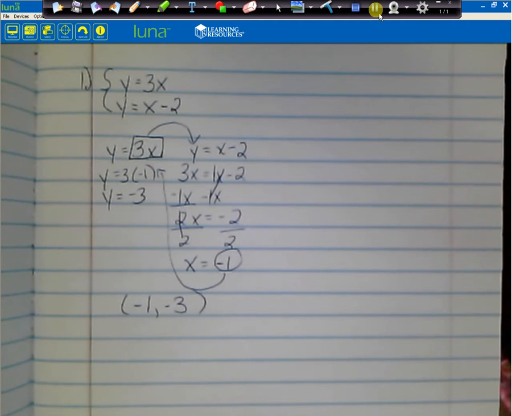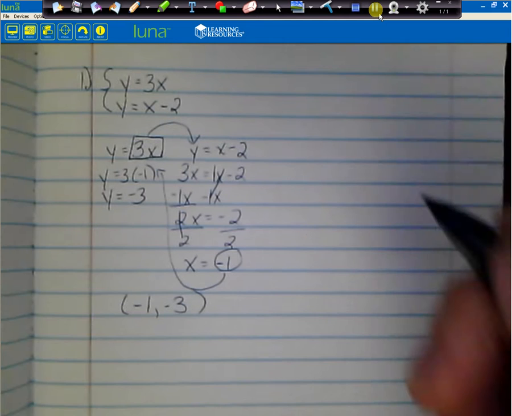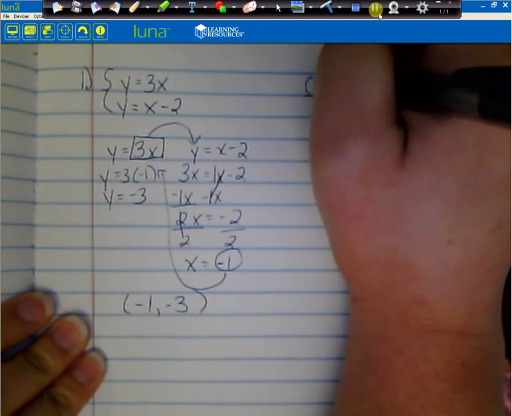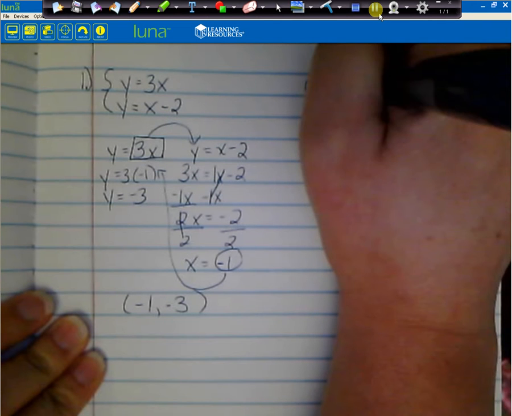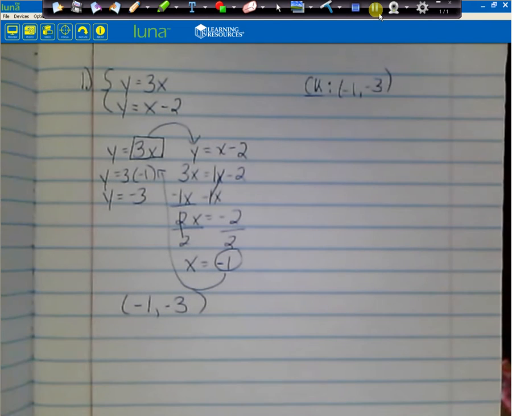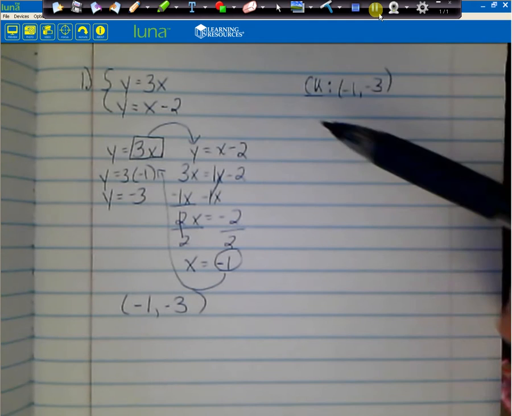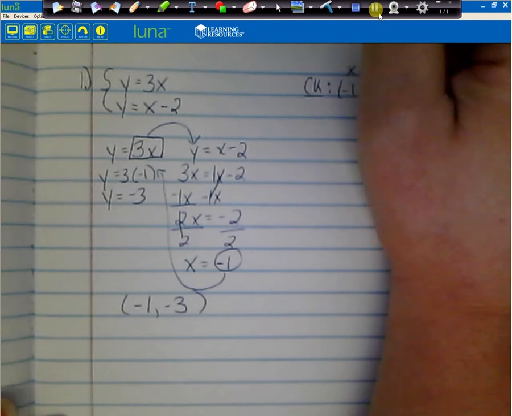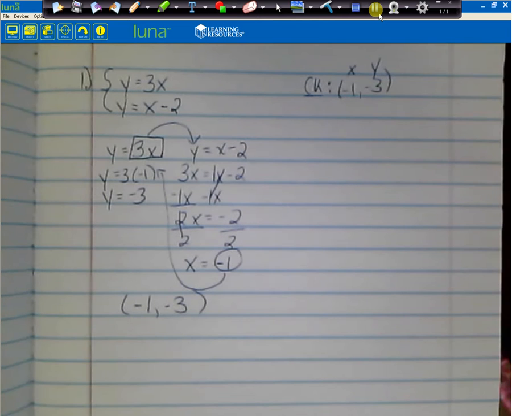Now since we have that answer, we've got to check it to make sure. So we're going to check the point negative 1, negative 3. And we have to check it in both equations. So I'm going to go back to both of my originals. And everywhere I see an x, I'm going to plug in a negative 1, and everywhere I see a y, I'm going to plug in a negative 3 and make sure that it works.